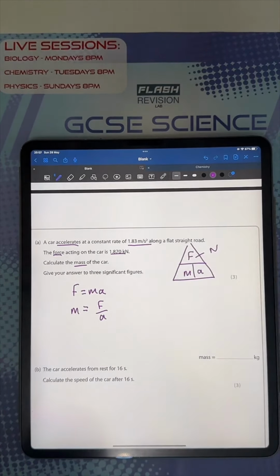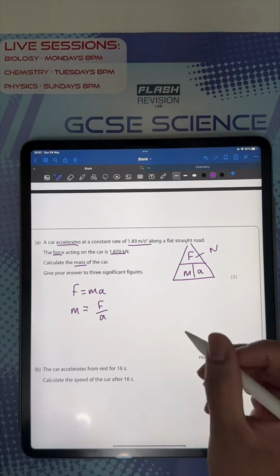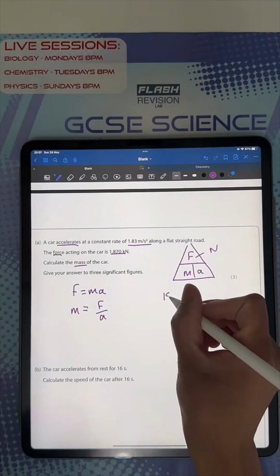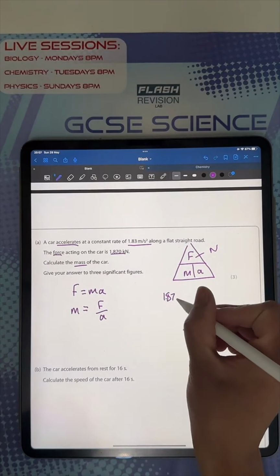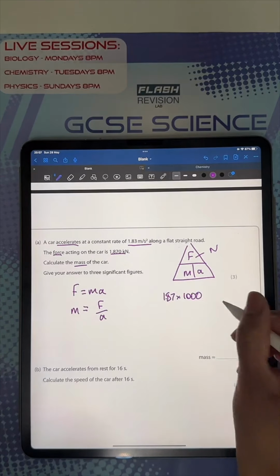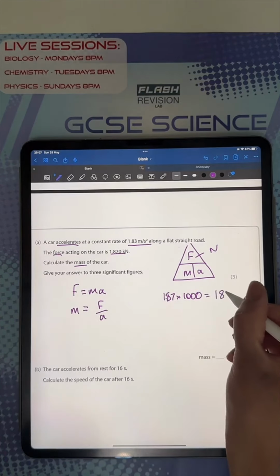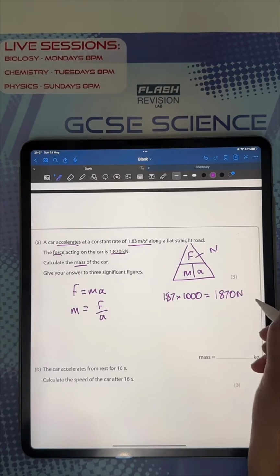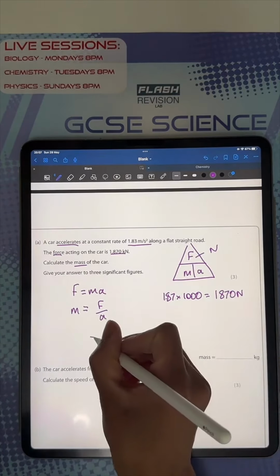So how can we convert kilonewtons into newtons? This is relevant to triple and combined as well. Yeah, times by 1,000. So that's the first thing to do. We got 1.87 times 1,000. So that's going to give you 1,870 newtons.